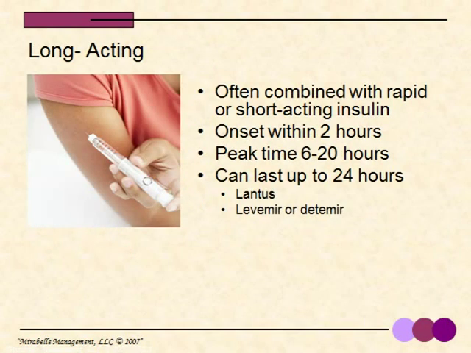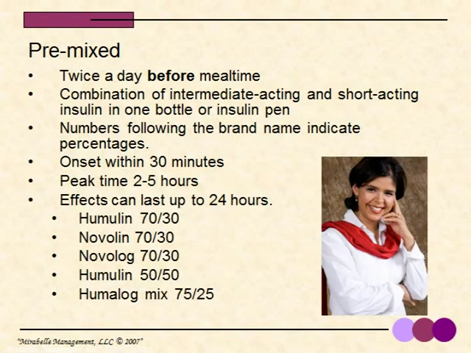Long-acting insulin is often combined when needed with rapid or short-acting insulin. Onset is usually within 2 hours after injection, with the peak time occurring anywhere from 6 to 20 hours. Lantus delivers a steady level and therefore does not have a peak time. Long-acting insulin can last up to 24 hours. Some common types of long-acting insulin are Lantus and Levemir. These products are generally taken 2 or 3 times a day before mealtime.